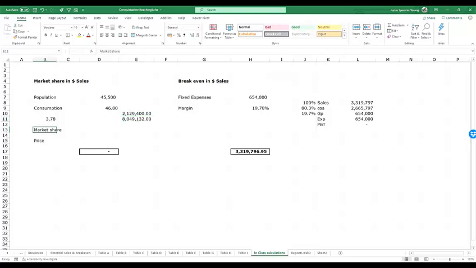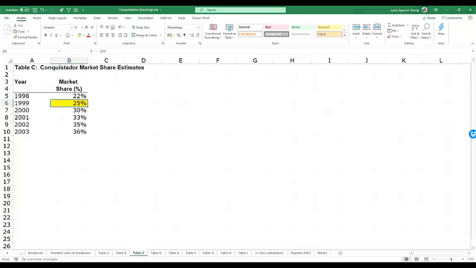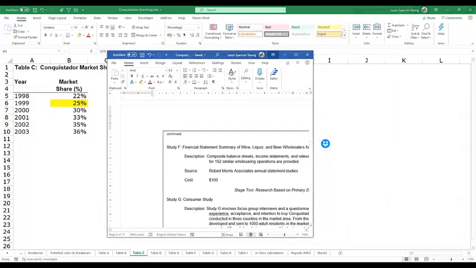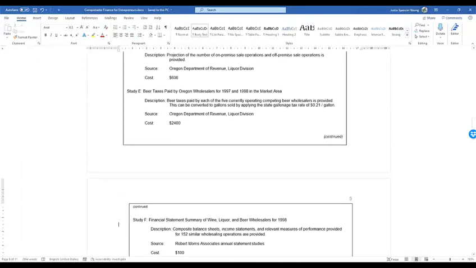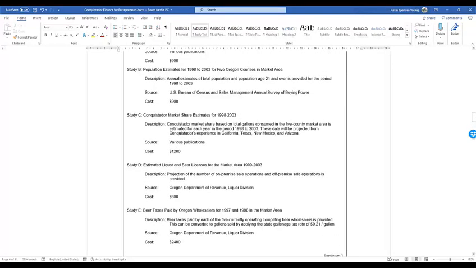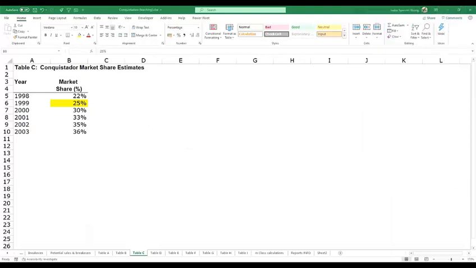So you had to buy the market share report. That was Report C. And they told us here that this relates to a different market. That's quite important. So let's come back here to Larry. Larry case study. Scroll up here to C, market shares. Conquistador market share based on total gallons consumed in 5 market areas estimated for these years. This data is projected from Conquistador's experience in California, Texas, New Mexico, and Arizona. All right, so based on other markets that are definitely more southern as far as the United States is concerned. Okay, so that's what we're going to use, 25%.